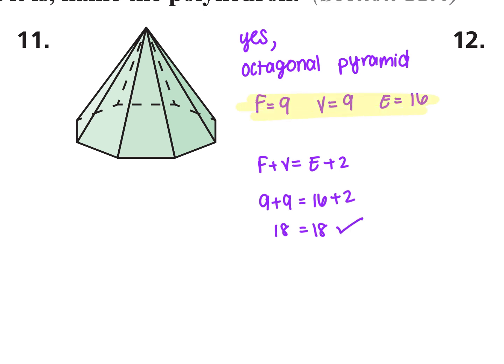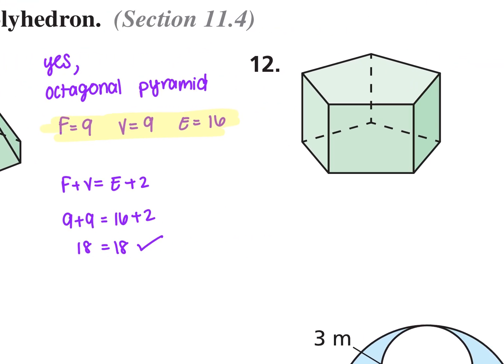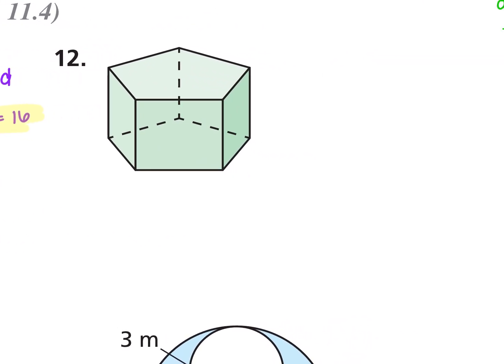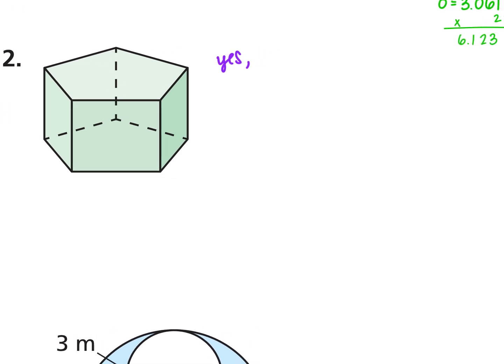We did not have to name this, but I want to name it to make sure you guys know how to. All right, and then looking at 12. Is this a polyhedron? Yes. What shape is this? Pentagonal prism.